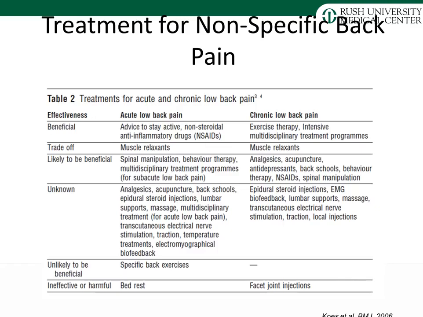And finally, ineffective are facet joint injections. These were very common when I was in medical school as a prescription for patients with low back pain, but we really don't order these anymore because they have been shown to be ineffective.